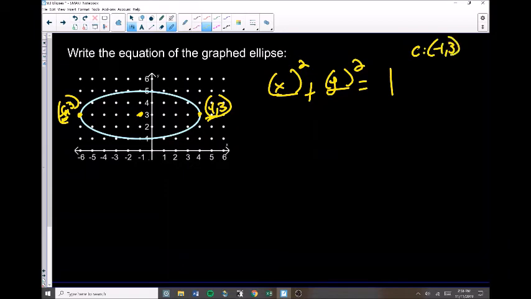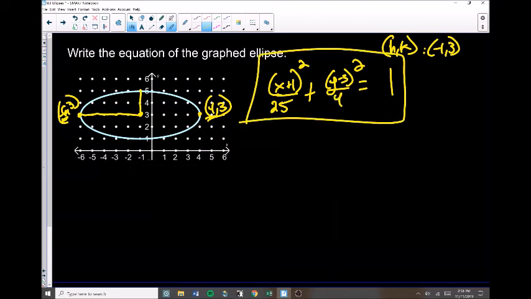I'm not going to call that C because C actually means the value for the focus. This is just our center. This is H, K. So it's going to be (X plus 1) squared, (Y minus 3) squared. From the center, we're stretched 1, 2, 3, 4, 5 units. So this will be a 25. And also 1, 2 units here, so it'll be a 4. And that is the equation of the ellipse.